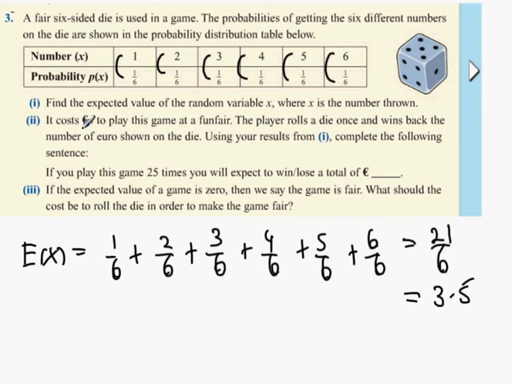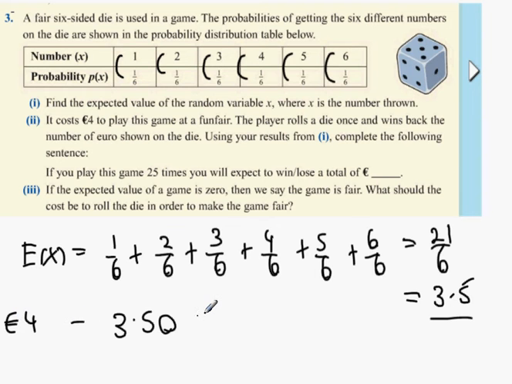Now, it costs €4 to play this game at a fun fair. The player rolls a die once and wins back the number of euros shown on the die. Using the results from 1, complete the following sentence. Okay. You average 3.5 as a score. So what does that mean for your average game? How much are you going to win? €3.50. Okay. How much does it cost to play a game? €4. Are you making a loss or a gain from each game you play?